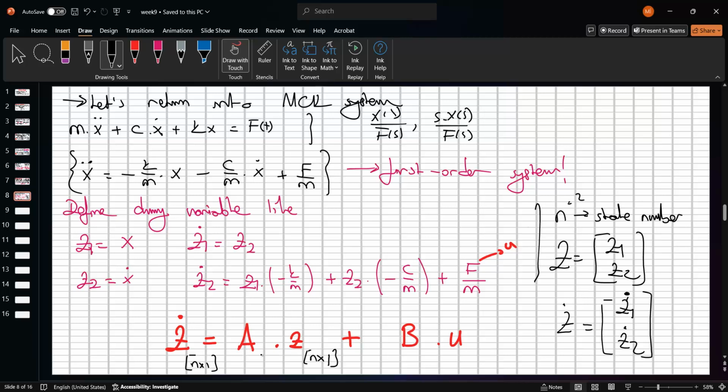And so what is the dimension of the A? What is the dimension of the A? We have n times 1, and we have a question mark and n times 1.